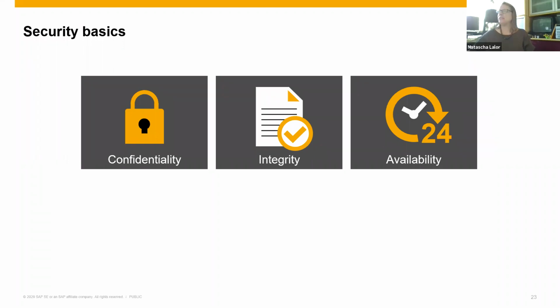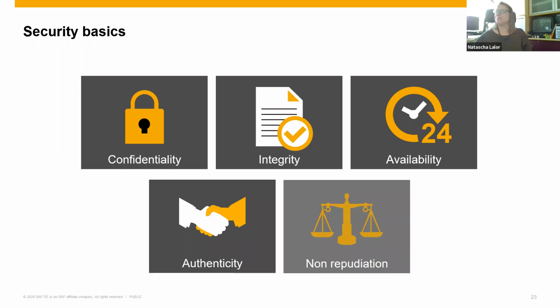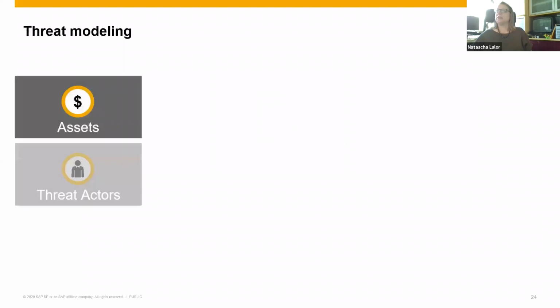But generally, I think availability is the least concern of most customers that I talk to. Of course, as I said, authentication. So is that really the right person on the system? And then non-repudiation. Of course, that's one of the main concerns as well. But how do we do the threat modeling?